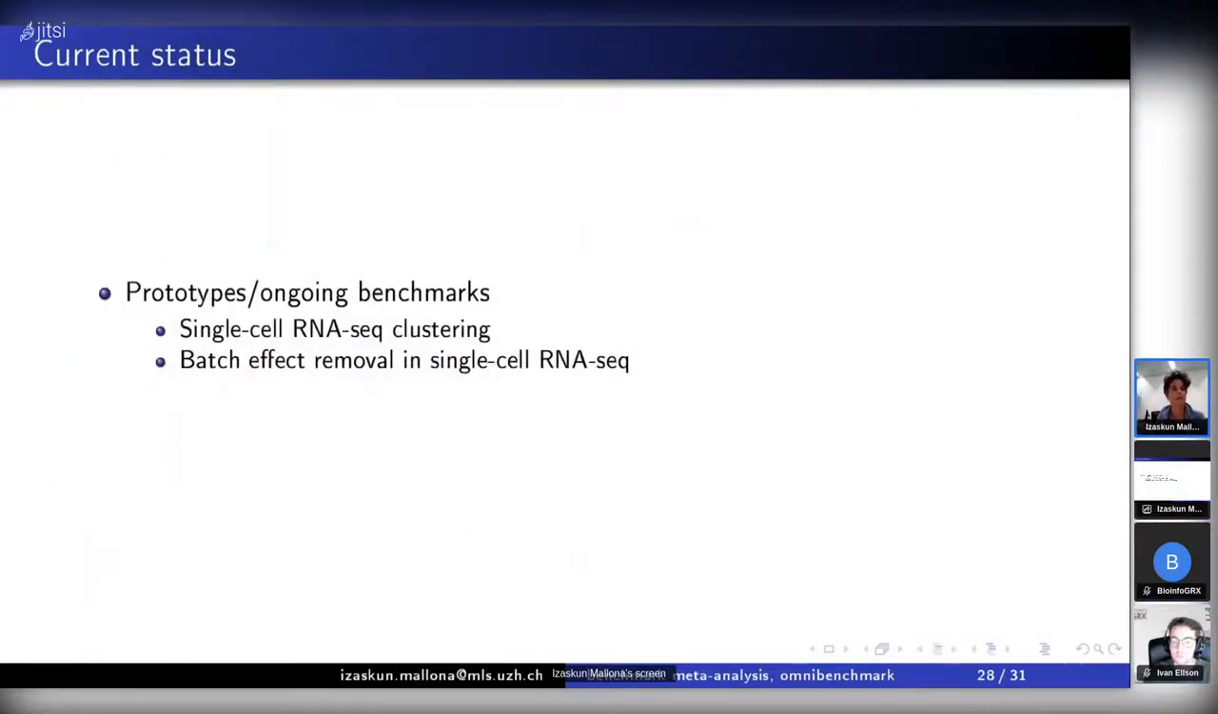I would say currently the benchmark platform, or the prototype, is already in production. We have a current benchmark, of course, on batch effect removal like everyone else, but continuous this time, I hope. We are reproducing an old clustering benchmark the lab did a couple of years ago, to have a ground truth even for the benchmark. This is a meta ground truth.